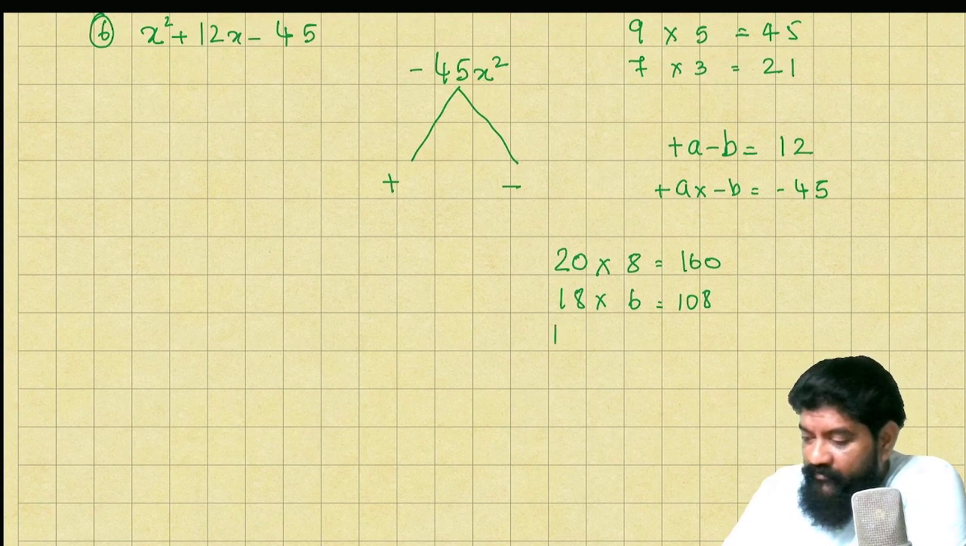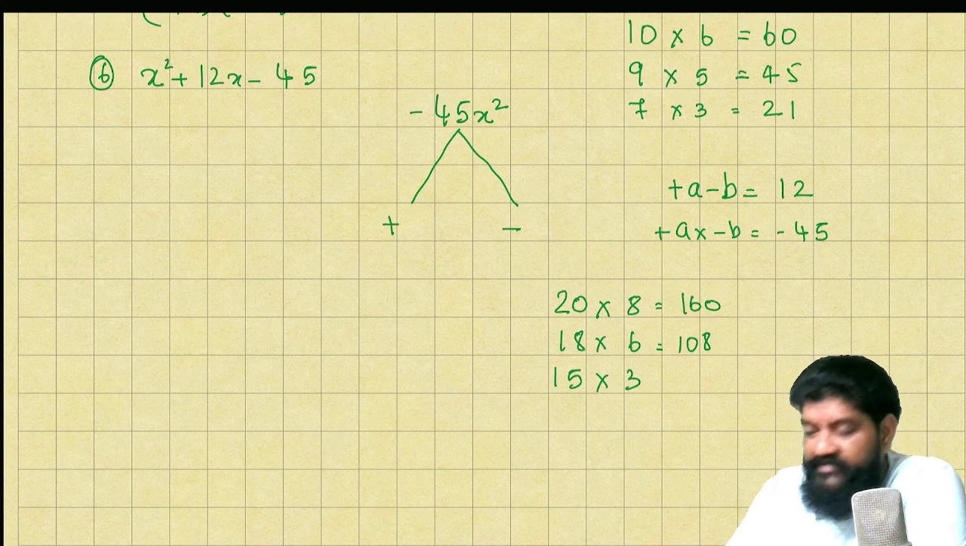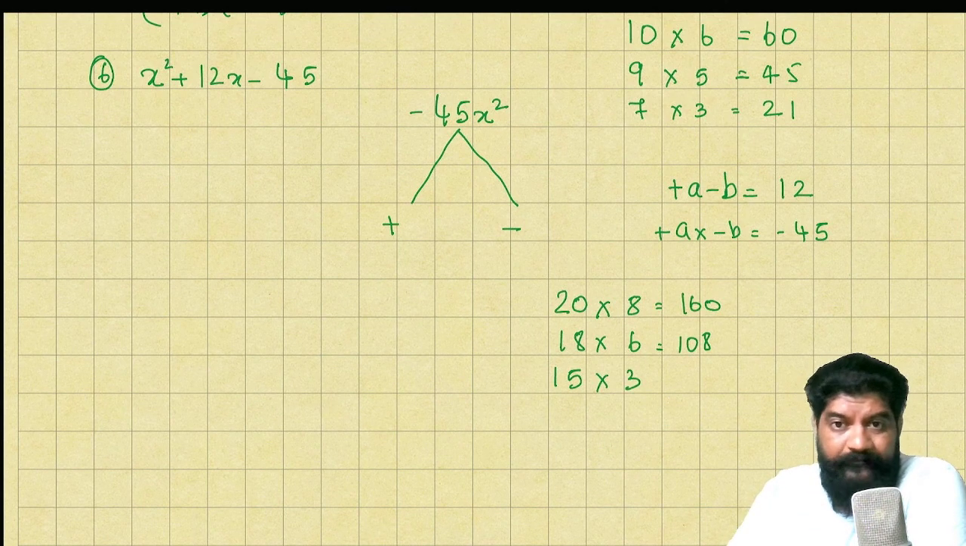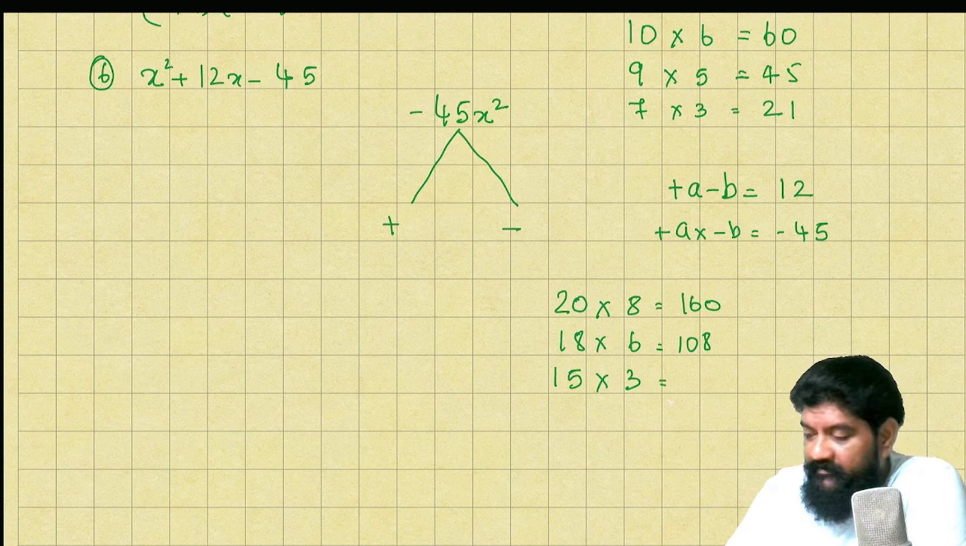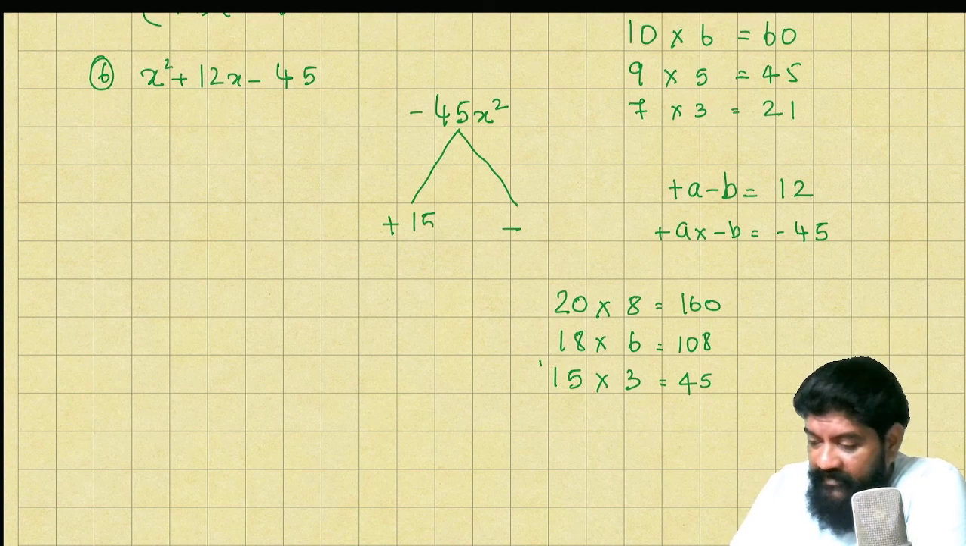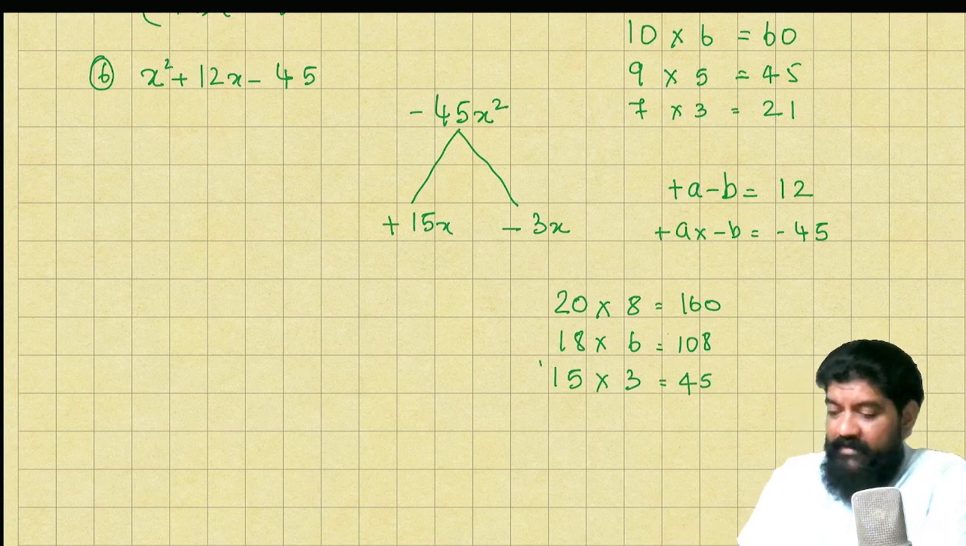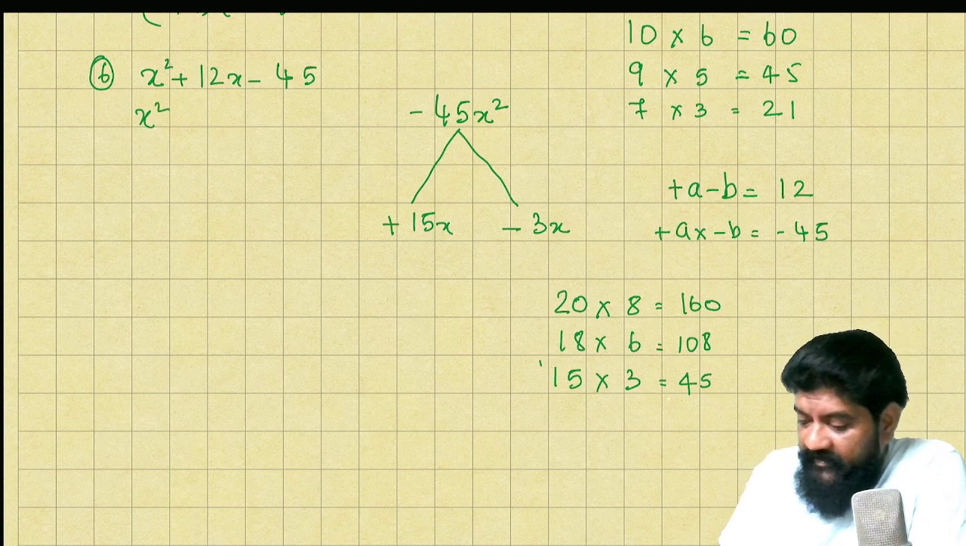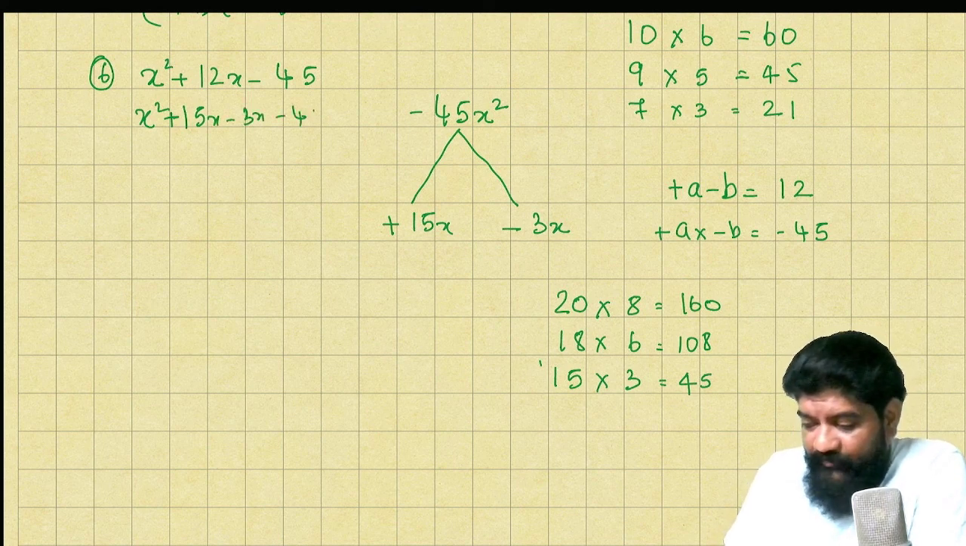I'm going to go with 15. If I choose a 15, I can only choose a 3, because 15 minus 3 is going to give me a 12. Let's multiply this. 5 threes are 15. 1 carry. 3 ones are 3. 45. So those are the numbers that I'm going to choose. So the numbers are going to be 15x and 3x. Update the same numbers. So I'm going to have x squared plus 15x minus 3x minus 45.